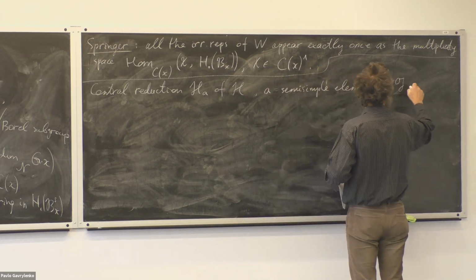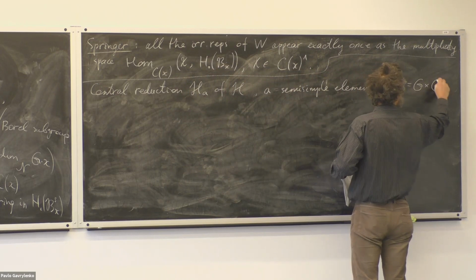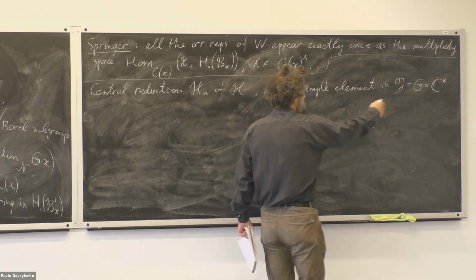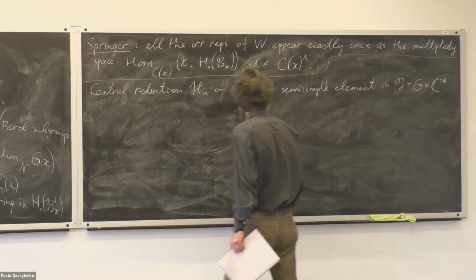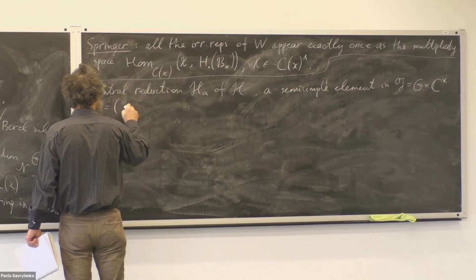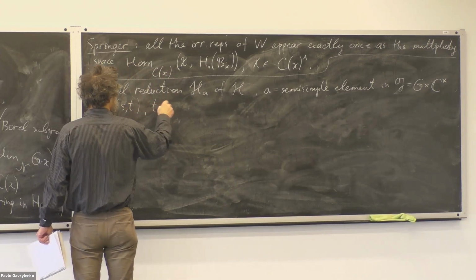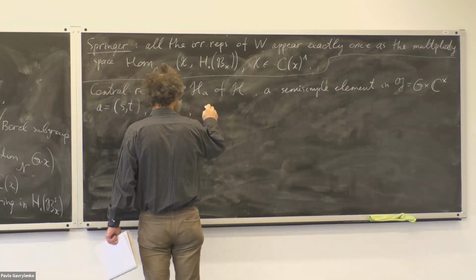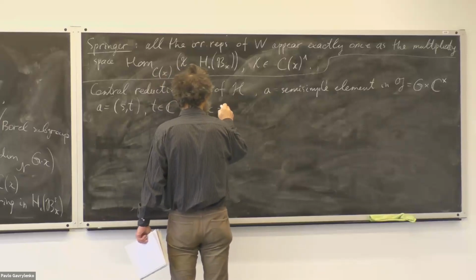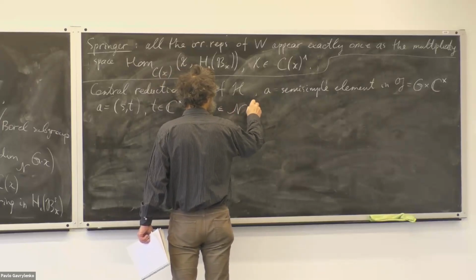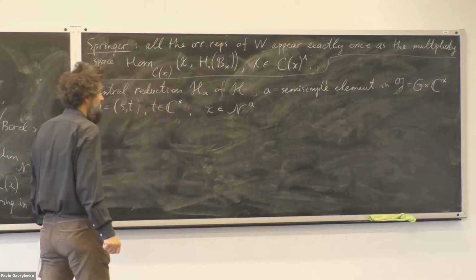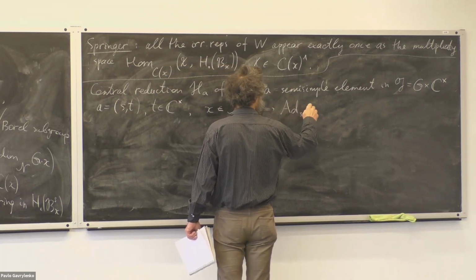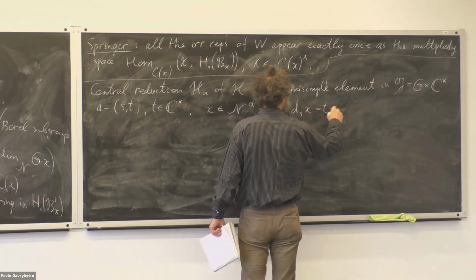In our group, that was the product of the semi-simple group G with dilations, the multiplicative group. So A was of the form S and T. T was just a complex number. And then X was a nilpotent element fixed with respect to A. So it means that the adjoint action of S on this X just multiplies by T.